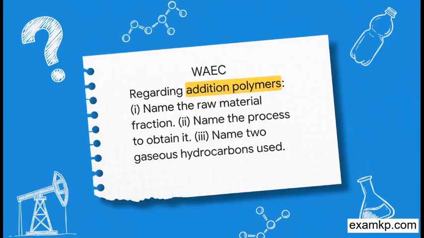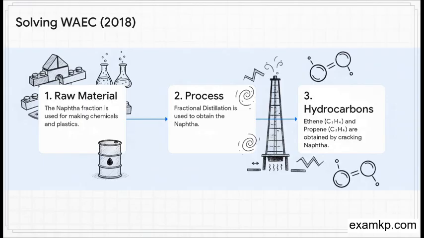All right, let's solve this. Part 1, the raw material fraction for plastics. That's our good friend, the naphtha fraction, simple. Part 2, how did we get that naphtha in the first place? Come on, you know this. From fractional distillation, of course. And finally, part 3, name two of the gaseous hydrocarbons used to make the polymers. Well, we get them by cracking the naphtha, and the two most famous ones are ethene and propene.